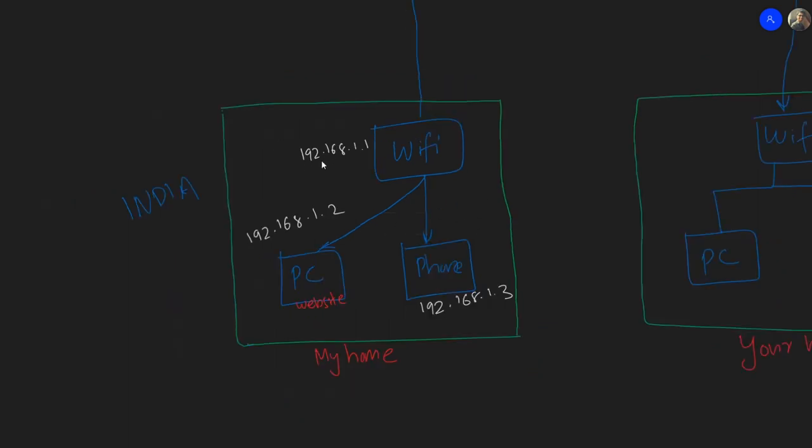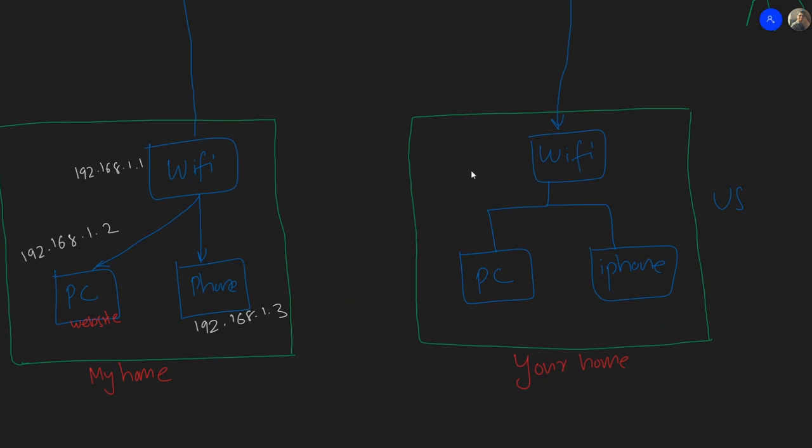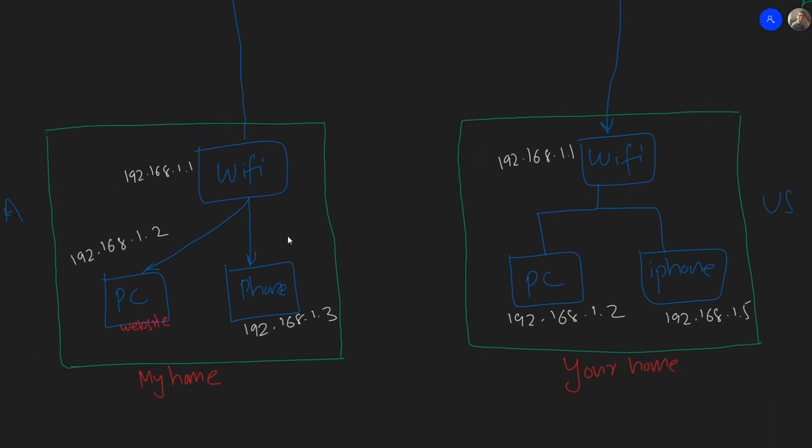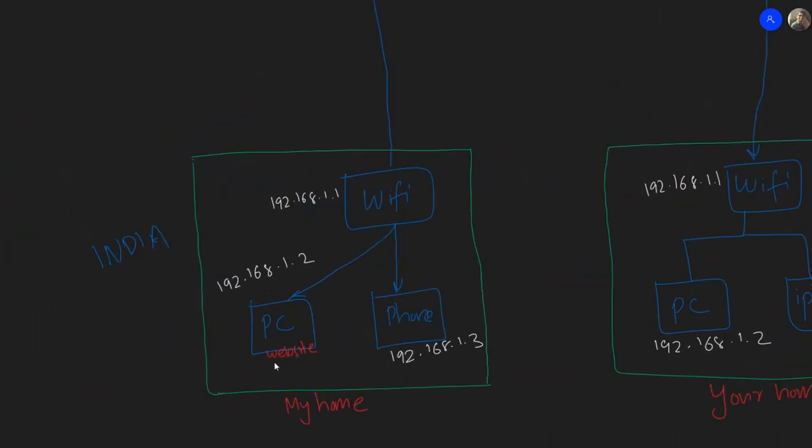Now, these are all called private IP addresses. In your home network also, your devices could have the same IP address because these are called private IP addresses for a reason. They are private. It has no value outside of that network. It has no importance outside of that network. And let's say this one is 5. Now, if you have a service running in here and you try to access that, let's say you have a website running in this PC and that has the IP address of 192.168.1.2. If you open up your web browser in your phone and go to 192.168.1.2, you should be able to see the website.